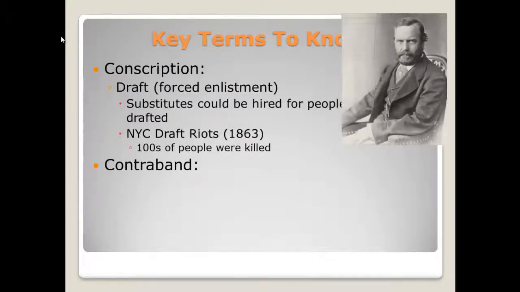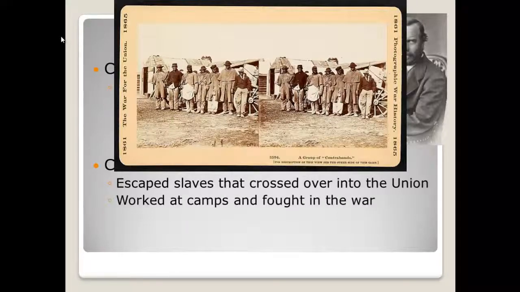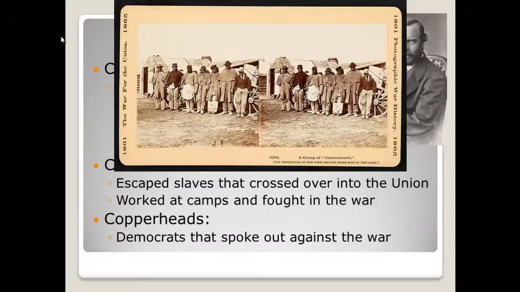All right, contraband is another term that you should know, and these are escaped slaves that crossed over into the Union from the South, and they worked at camps and often fought in the war on behalf of the Union. And finally, Copperheads. Those are Democrats, usually in the North, that spoke out against the war. So they were against going to war with the South.